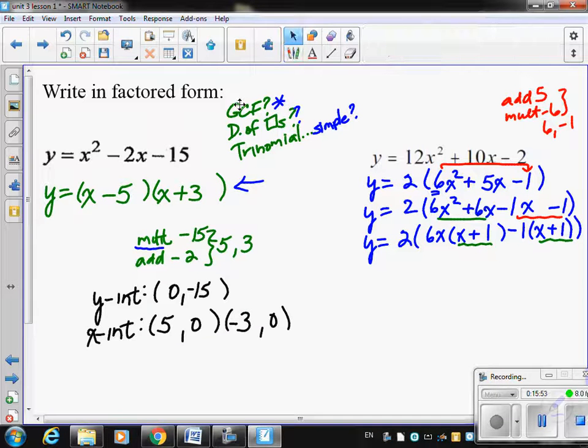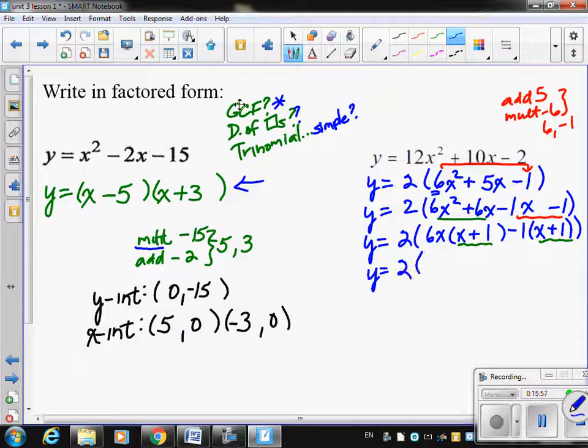Next line, y equals. Don't forget to write your 2. For this whole mess, I see that of the two terms, x plus 1 is a common factor. I need my leftovers in the other bracket. So x plus 1 times 6x, and also negative 1. And I have factored it.